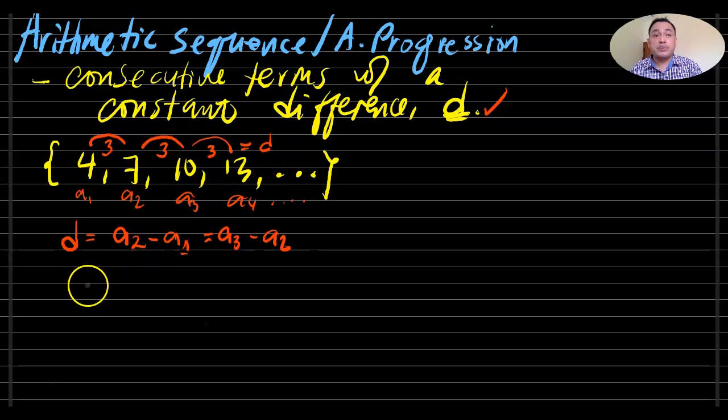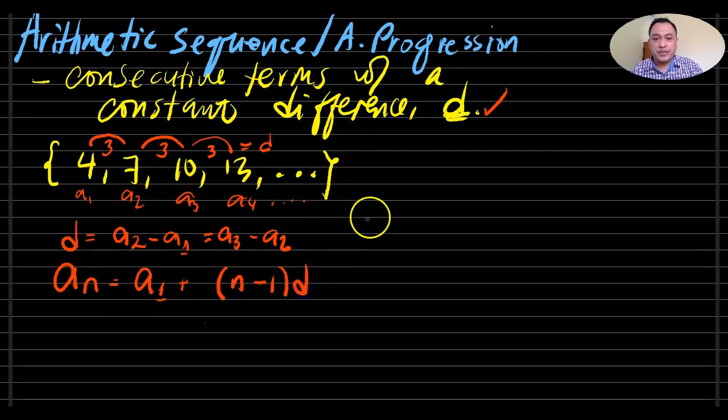Now that we know it's already an arithmetic sequence, what's going to be the rule or the formula? We're going to see it this way. A sub n is equal to the first term plus the number of terms minus 1 multiplied by the difference. So our first term, A1, is going to be 4, and our difference is 3. Quite easy.